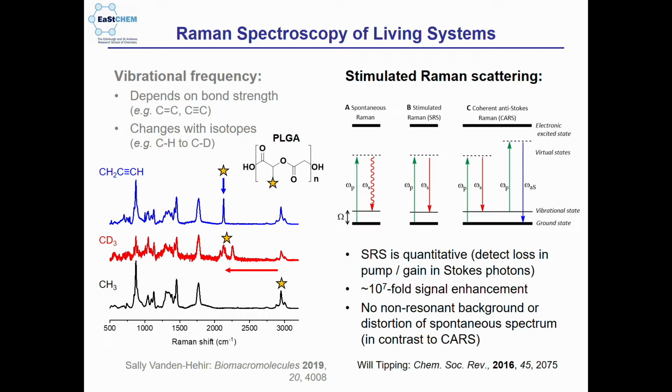And unlike the coherent spectroscopy that you may well have heard of, CARS, there's no non-resonant background, and we don't see any distortion of the signal relative to the spontaneous spectra that I've shown you on the left there. So we can take a spontaneous spectrum of our molecule and know where we're going to see a vibration in our SRS image potentially.